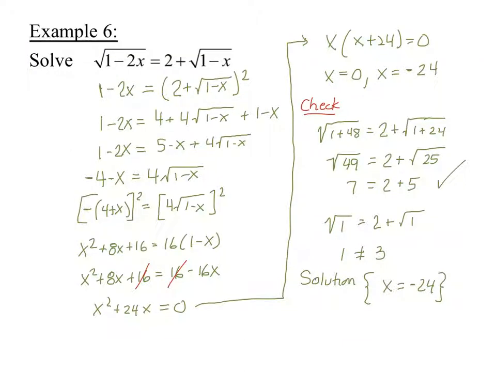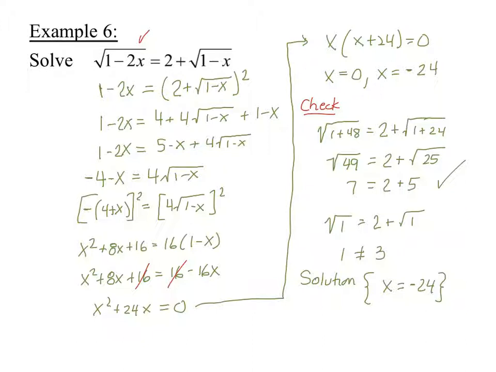Now we have 2 square roots. So whenever we have 2 square roots, chances are good that we'll have to do the squaring process twice. And so the first go around, we have isolated one of the square roots on one side of the equation. And so we square both sides of the equation. On the left-hand side, we get 1 minus 2x is equal to, on the right-hand side, the square of 2 plus the square root of 1 minus x.